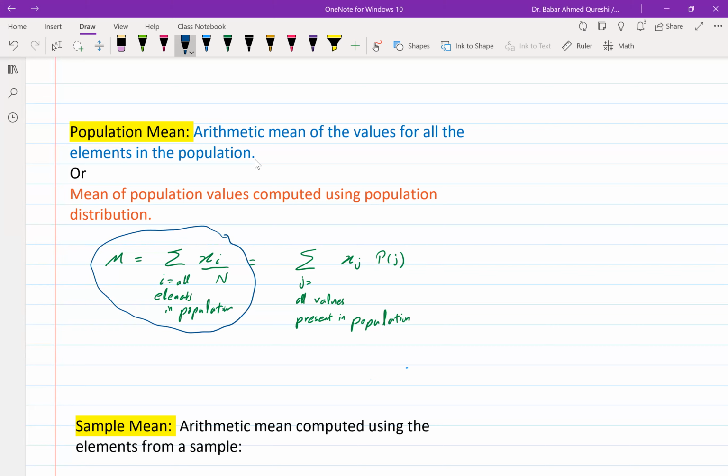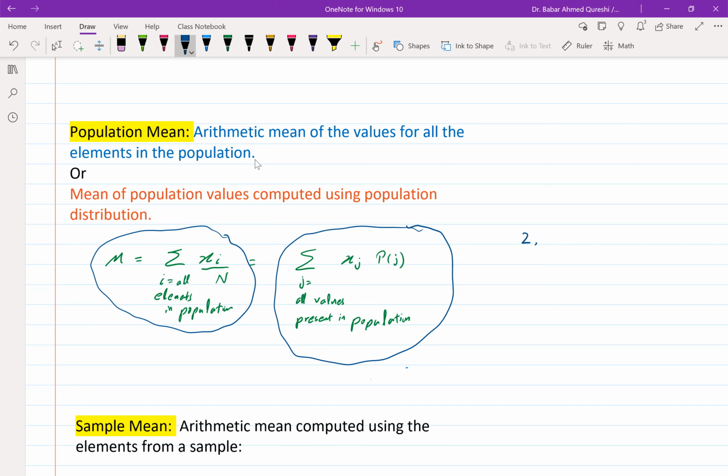So you take the values for each member, add them all up, and divide by the total number. So there's a sum over all elements in population. But the same thing you can also compute using this formula, where now you are not summing over all elements in the population, but rather all possible values of the variable in the population, and you multiply each with the probability of the corresponding value, and then you compute the sum.